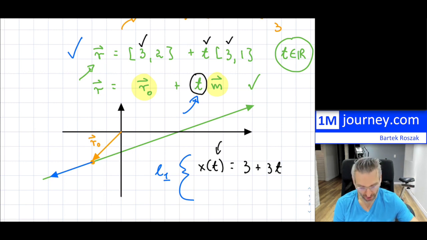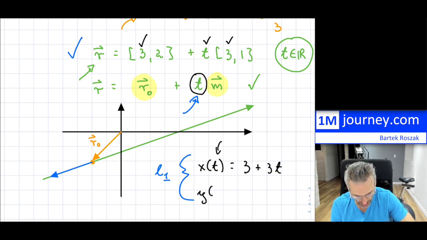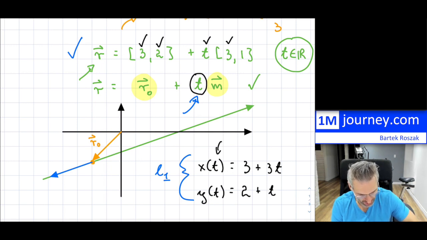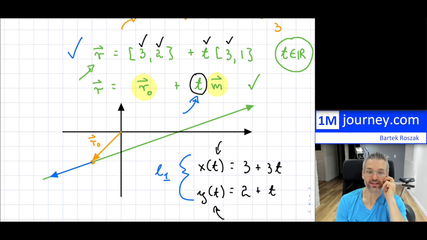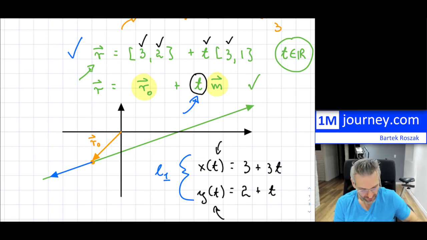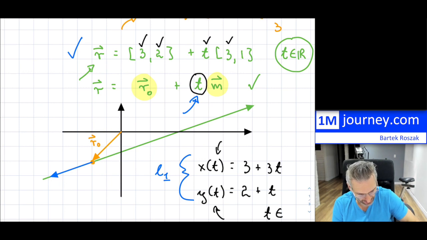And then the corresponding one, so this would have been your y. And for your y, what you will have is 2, and it's still a plus, I guess, and this is going to be 1 times t, so that's just t. So that is your parameter again that you see there. And you can say that t is an element of the real number line.